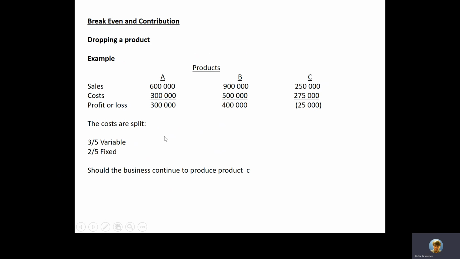Here is an example. We've got 3 products, A, B, and C. Profit or loss on each one is shown. We've got our sales, we've got our costs, and our profit or loss. At the moment, C is making a loss of £25,000. If we delve into that a little bit more, we can see that costs are split 3/5 variable and 2/5 fixed.